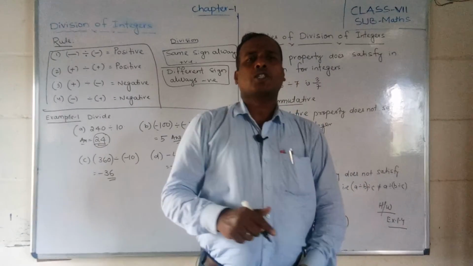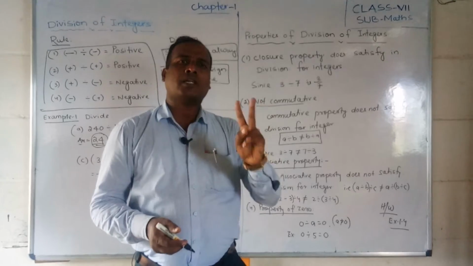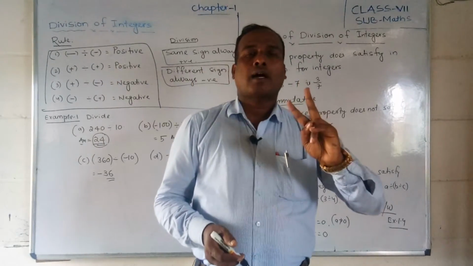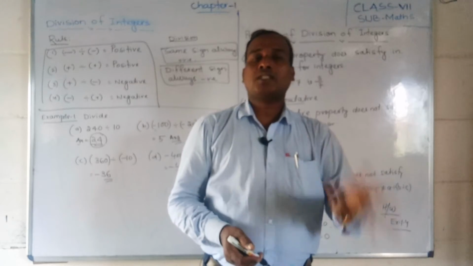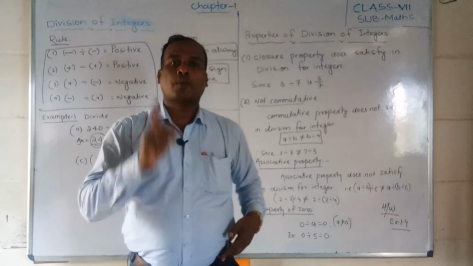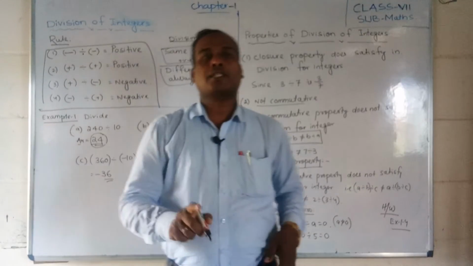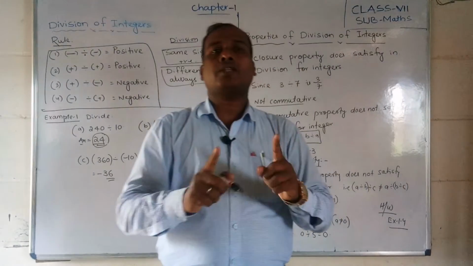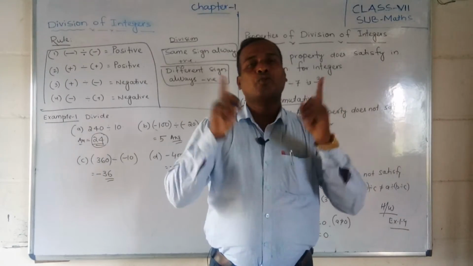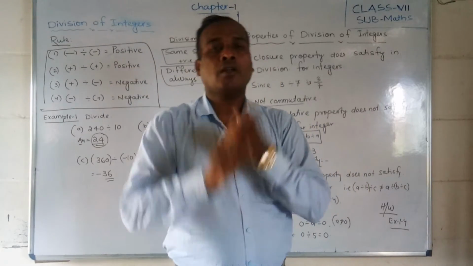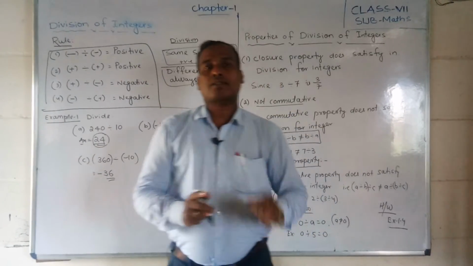positive. You have also studied in multiplication, whenever we multiply the same sign, the product will be positive. When you multiply different signs, the product is negative. Same like that, students, when we divide two same signs, the answer is always positive. When you divide two different signs, at that time the answer is negative.